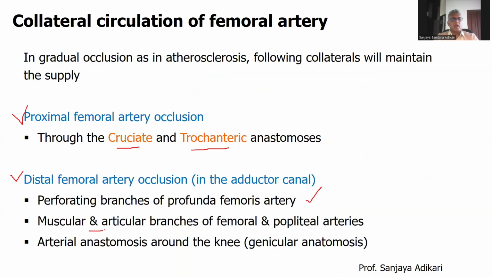There are muscular and articular branches of the femoral and popliteal arteries. Through them they can enter, and the arterial anastomosis around the knee joint, which is called genicular anastomosis. So all through these muscular branches, articular branches, and genicular anastomosis, you can get blood passing from the deep artery of the thigh, or the deep femoral artery, into the distal part of the superficial femoral artery and the popliteal artery.